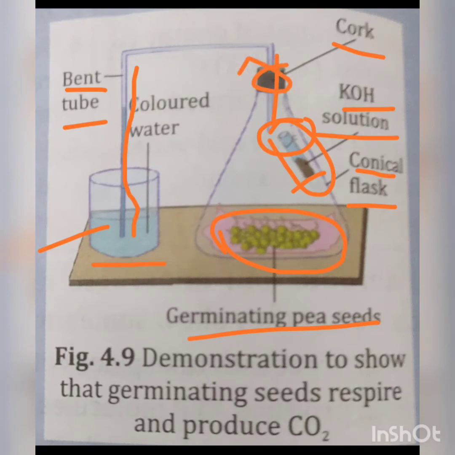Note the initial level of water in the tube. After an hour, note the rise in water level without disturbing the apparatus. The level of water rises up in the bent tube. It is because the carbon dioxide produced during respiration is absorbed by the KOH solution, which creates a low pressure in the conical flask. Therefore, the air present in the bent glass tube moves into the conical flask. This pulls the water in the bent tube further up.